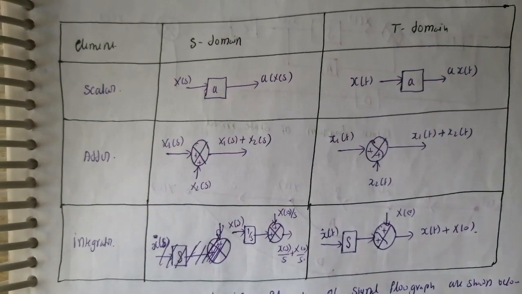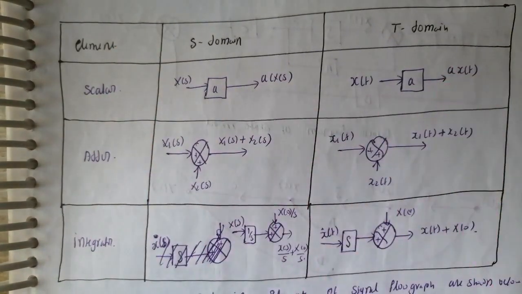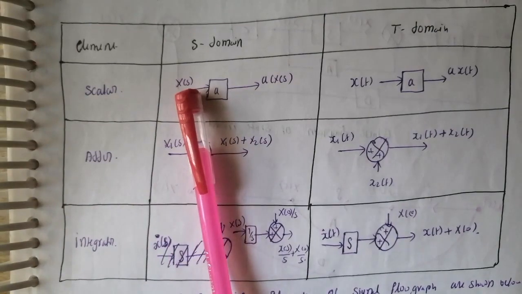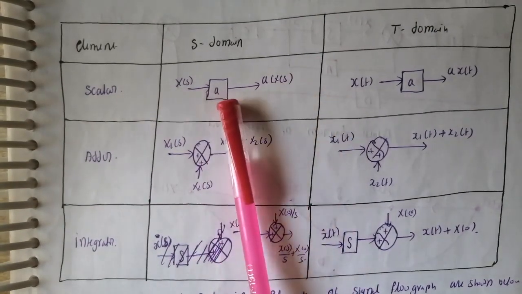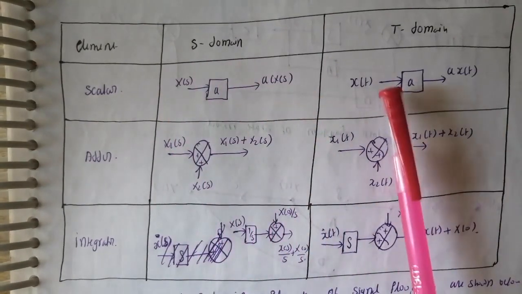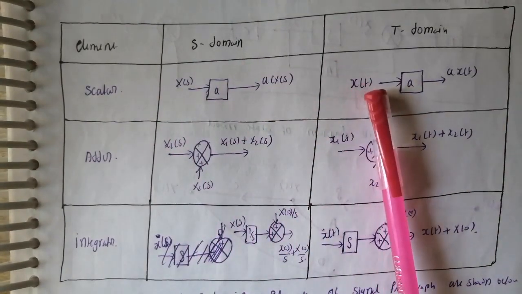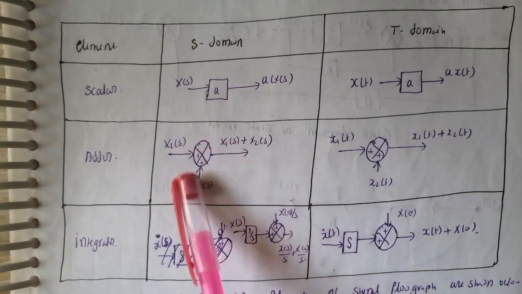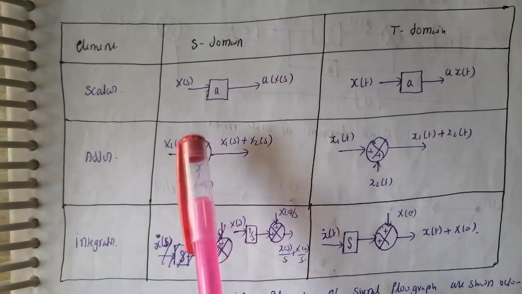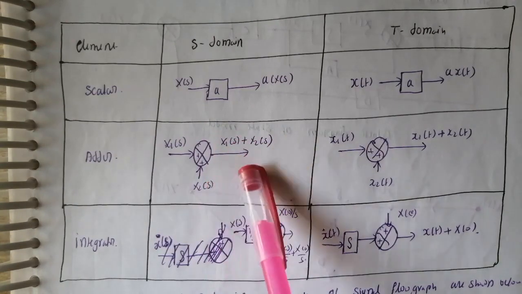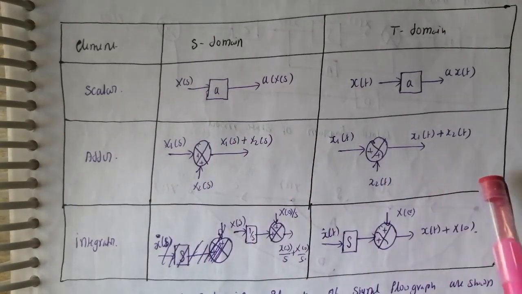Here the columns represent the elements, S domain and T domain. Suppose it is a scalar: you apply x of s, it is multiplied with a, and you get a x of s. So it is completely in the S domain. Similarly in the time domain you replace s by t, and you get x of t into a, that is a x of t. Now the adder. This is the summing point. Here 2 signals are added, so finally we get x1 of s plus x2 of s. Similarly x1 of t plus x2 of t.